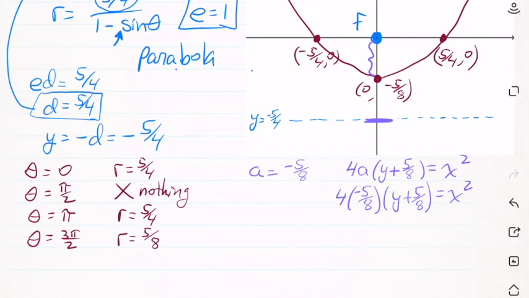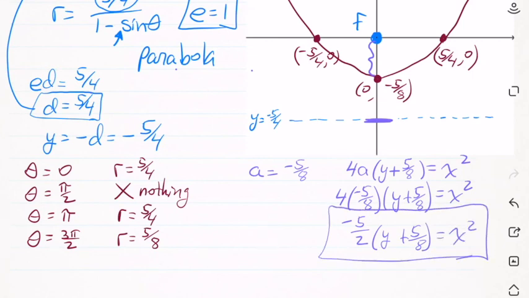And then that becomes negative 20, negative 10. Hold on. No, darn it. Negative 5 halves of y plus 5/8 equals x squared. Just in case you wanted to change it into a rectangular coordinate system.